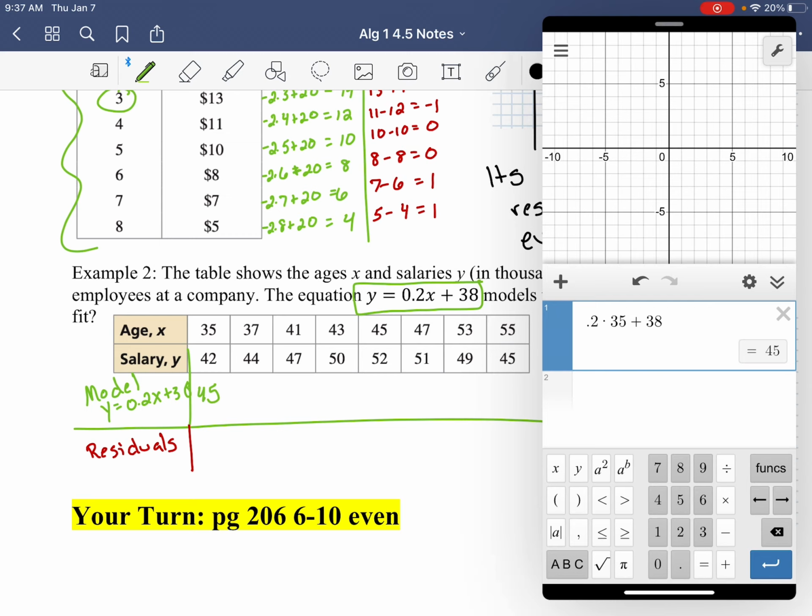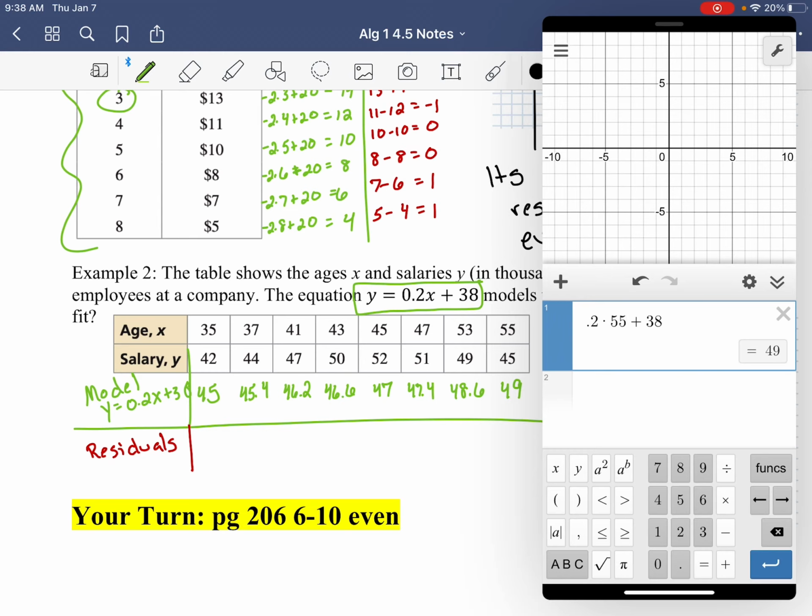Okay, and then now we need to change that. Instead of 35, we're going to do 37, which is 45.4. And then we change that to a 41, which is 46.2. Change it to a 43, which is 46.6. Change that to a 45. Look how nice Desmos makes this. 47, 47.4, 53, 48.6, and then 55 is 49. So there's all my value points.